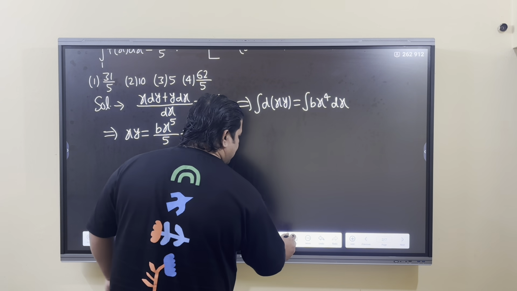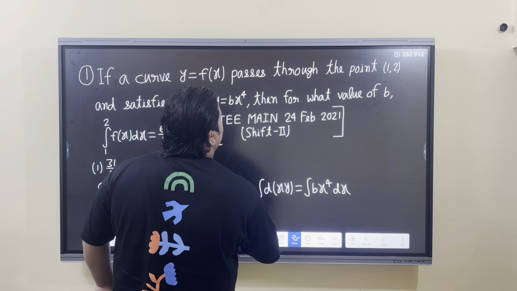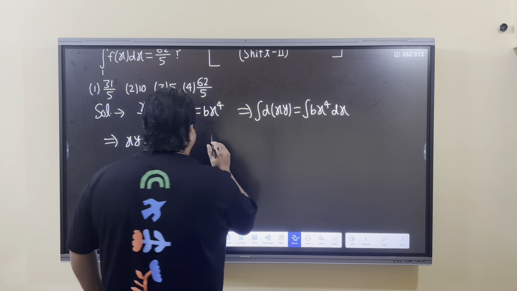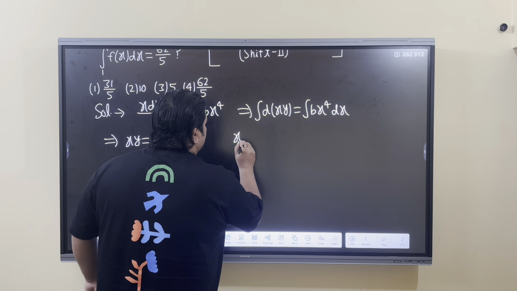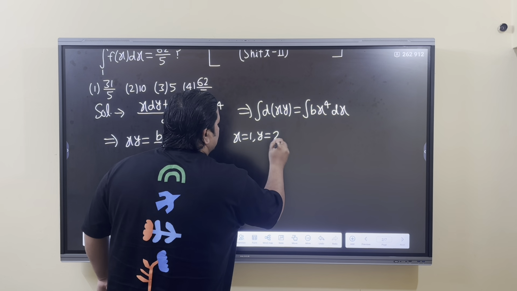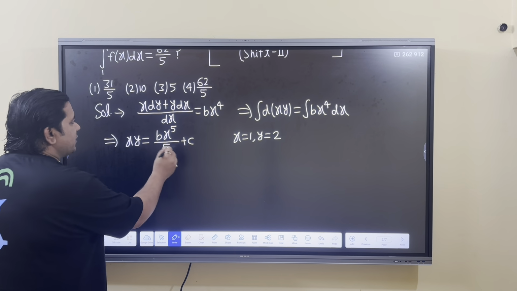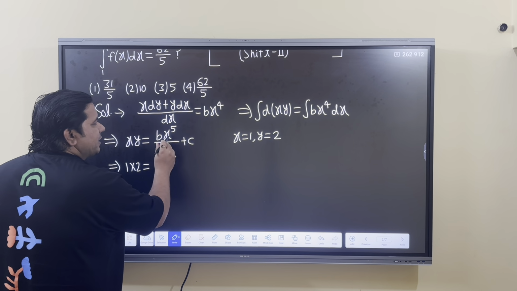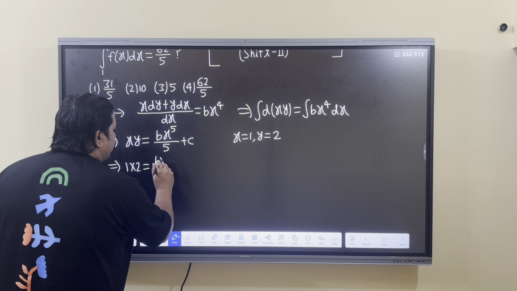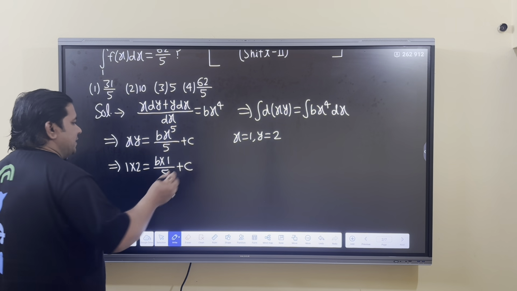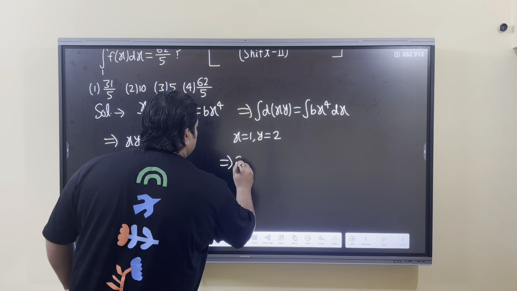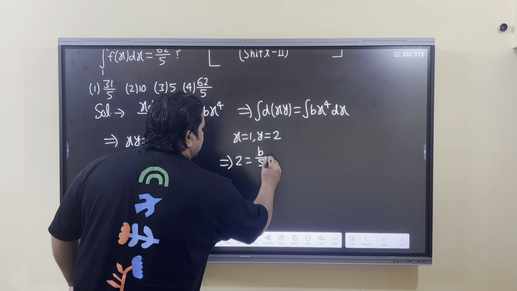Now it is given that the curve is passing through the point (1, 2), which means if x is 1, then y is equal to 2. So we'll substitute these values to find the constant. If we put them over here, we'll get 1 into 2, which is 2, and this side we'll get b into 1^5, which will be 1 only, divided by 5, plus c. So basically we are getting 2 equal to b/5 + c.